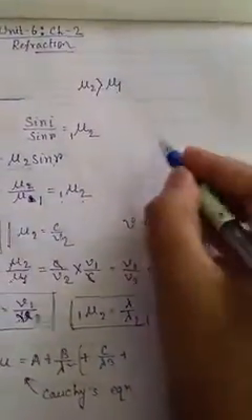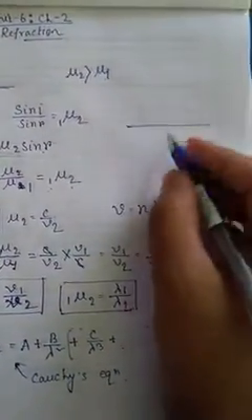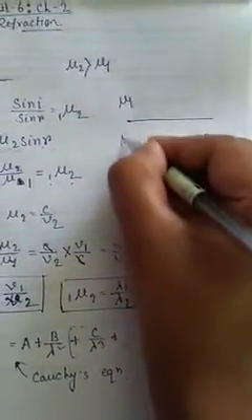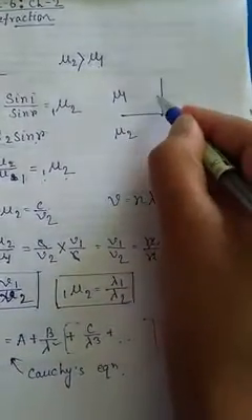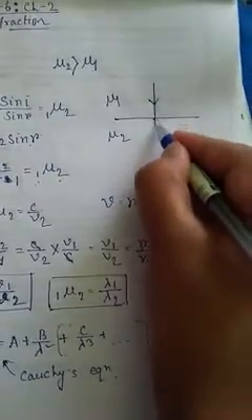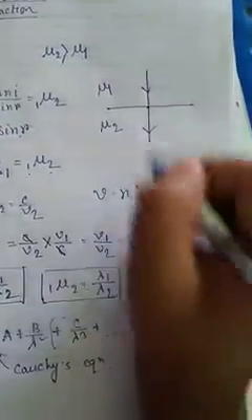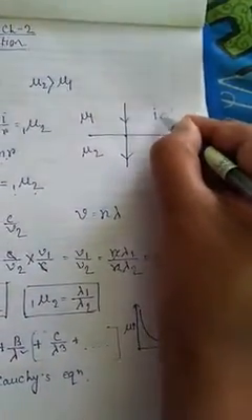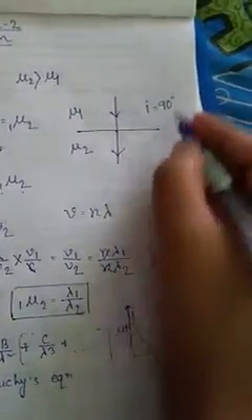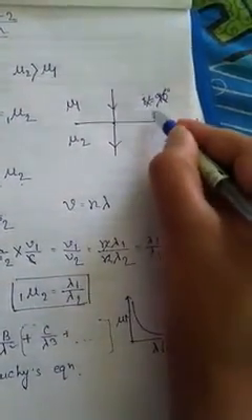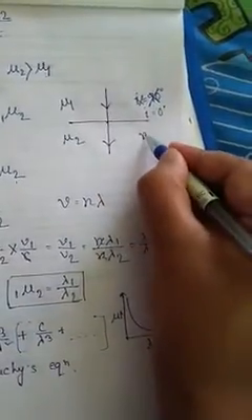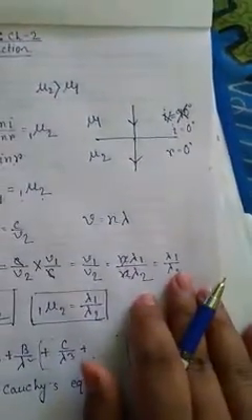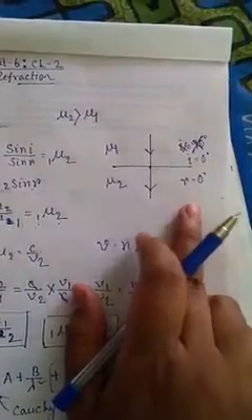Next, a little bit of common phenomena we shall discuss here. This is a medium, this is mu1 and this is mu2. A ray of light is incident here perpendicularly, and we know it will not change its path. Here the angle of incidence is 0 degree, as well as the angle of refraction, that is also 0 degree. Be careful, this is the normal incidence.